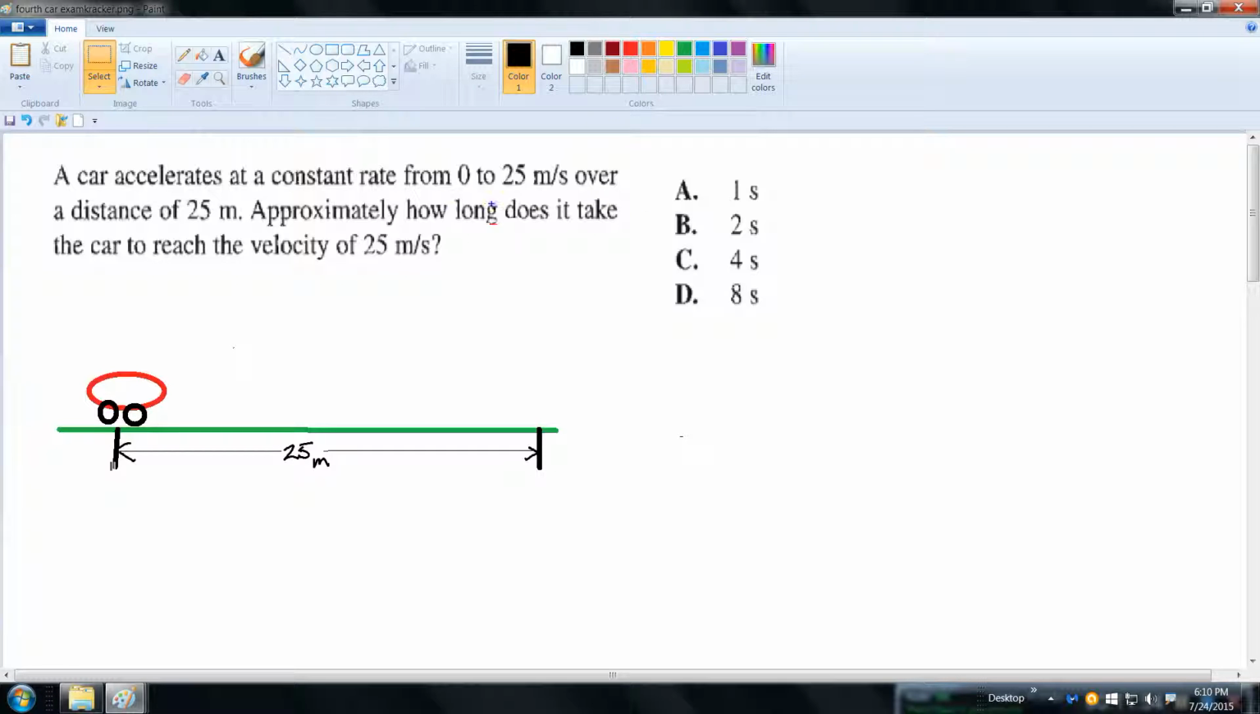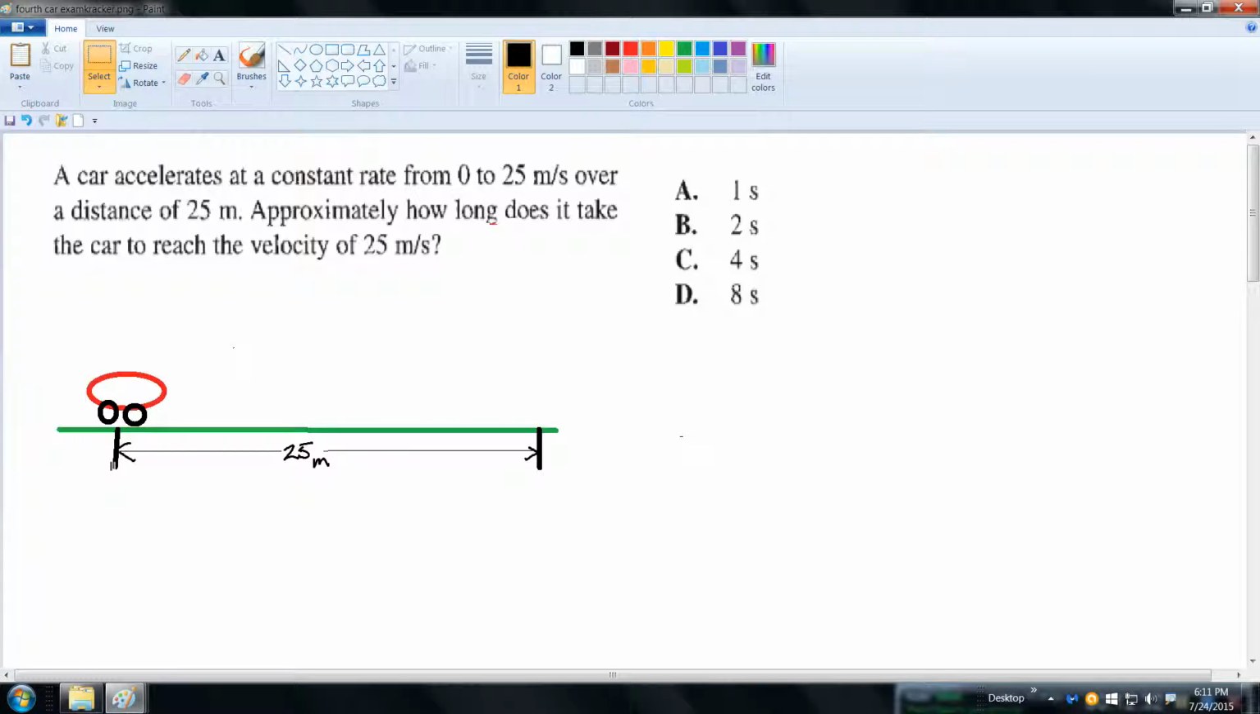First thing I do is look for evidence of constant acceleration or deceleration. Well, they told us that the car accelerates at a constant rate, so that's good. So I know I'm in business for a SUVAT problem because they're asking me about a solution that's kinematic. How long does it take the car to reach a velocity of 25 meters per second? And all this information is kinematic information. Kinematics, we're only dealing with SUVAT. Those are the variables. We're not dealing with newtons, joules, or mass. So we got a SUVAT problem.